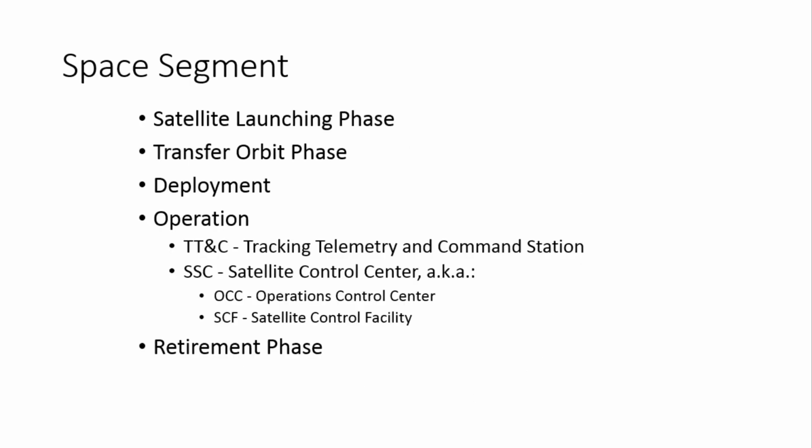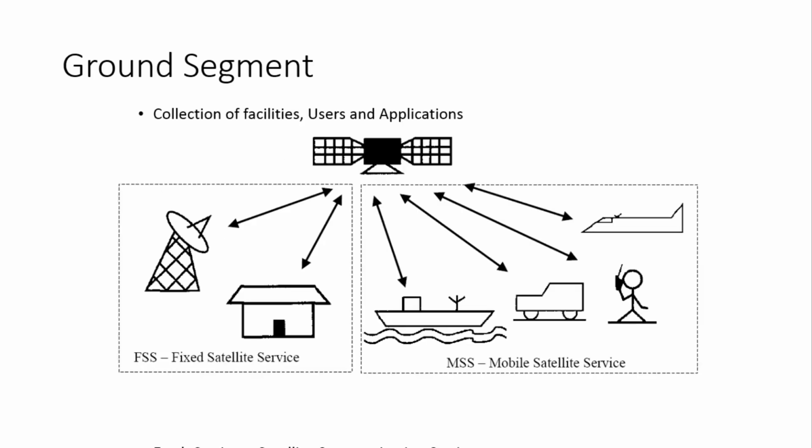Space segment. Satellite launching phase. Transfer orbit phase. Deployed. Operation. TT&C means tracking, telemetry and command station. SCC means satellite control center, aka OCC means operation control center, SCF means satellite control facility, and retirement phase.